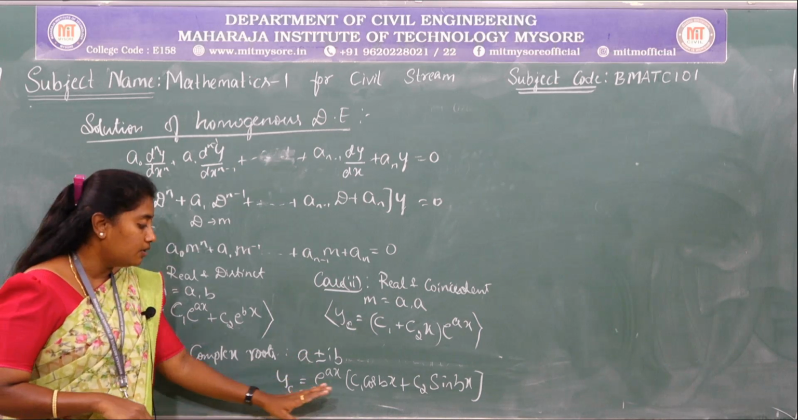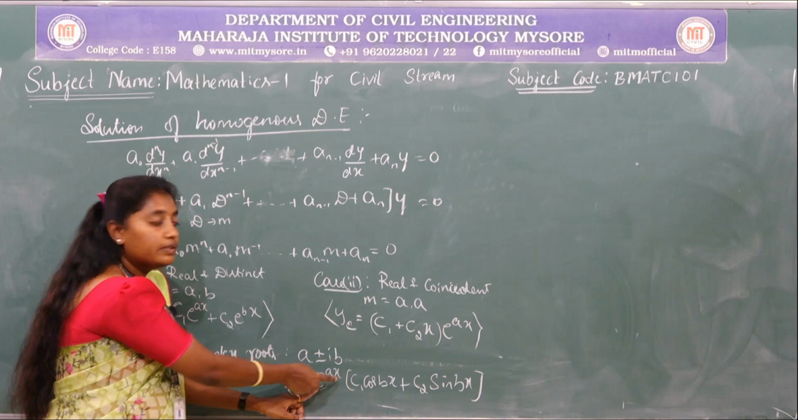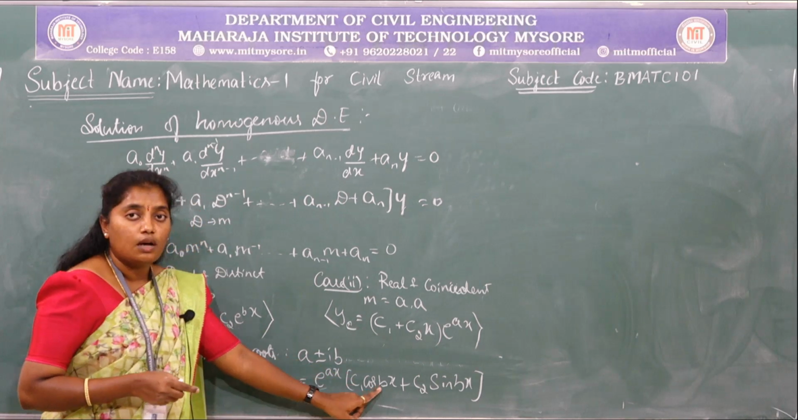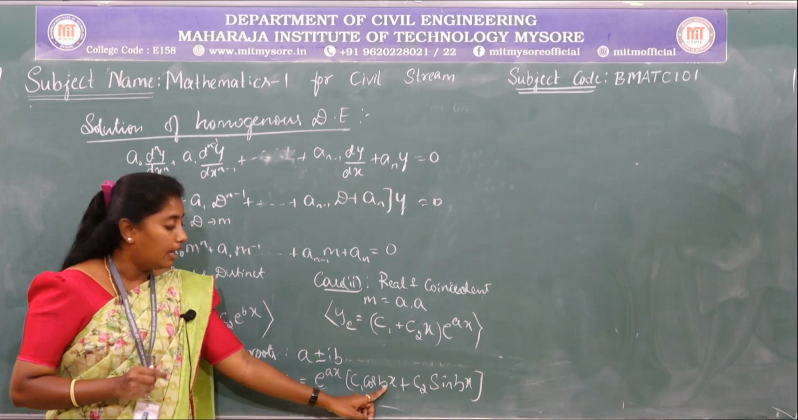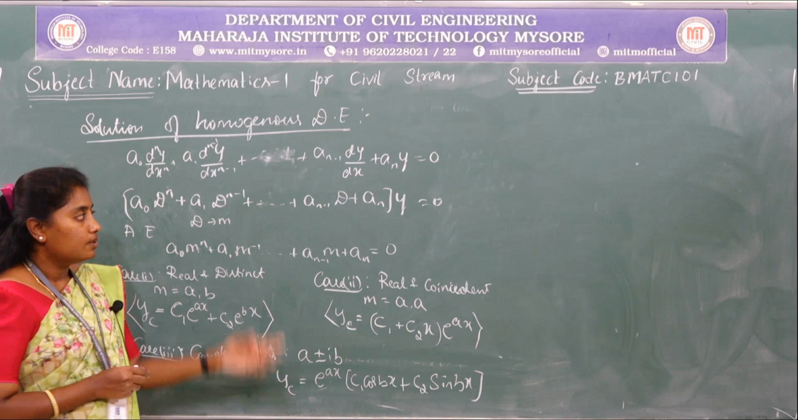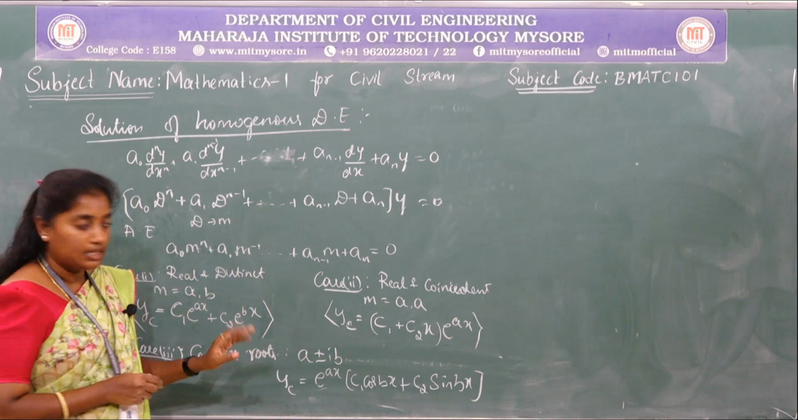complementary function is equal to the exponential term of the real part into c1 cos of the imaginary element bx, plus c2 sin bx. So, let us take some examples based on these three cases.